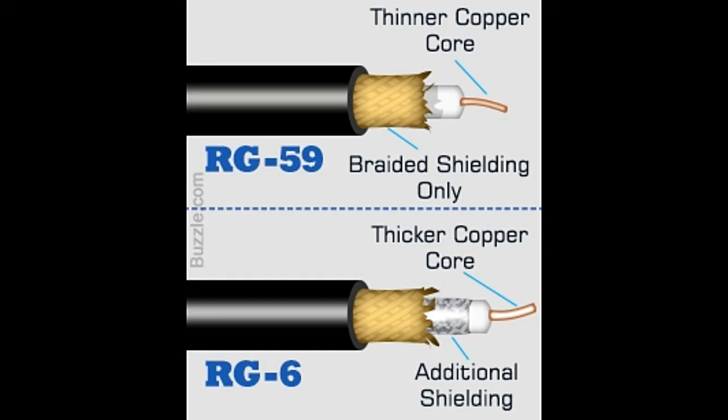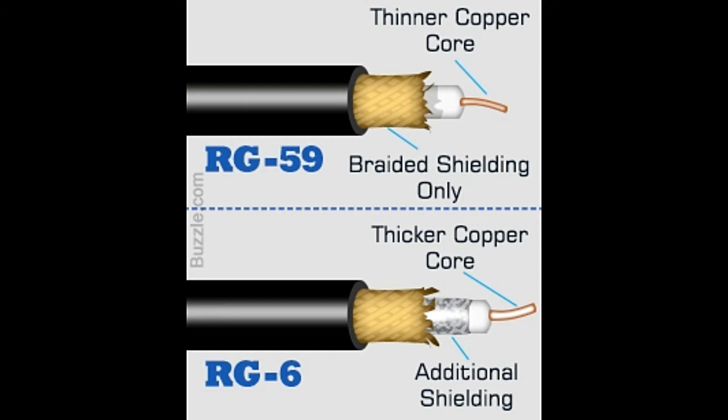RG6 and RG59 are two of the most common varieties of coaxial cables, that is, cables that conduct electricity to transmit signals of radio frequencies, computer networks, and cable televisions. You may also find these cables designated as RG6/U or RG59/U, but there is no difference. Both types differ in their construction, uses, and range of capabilities.